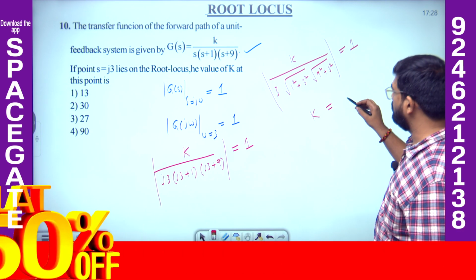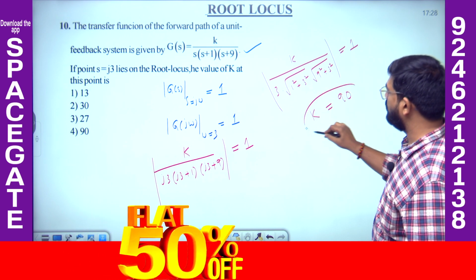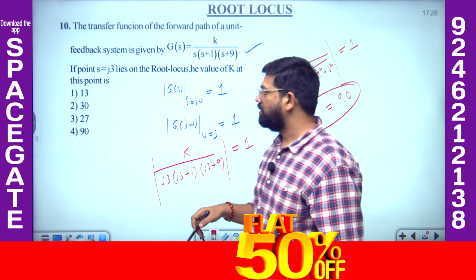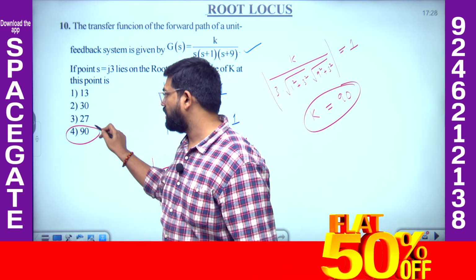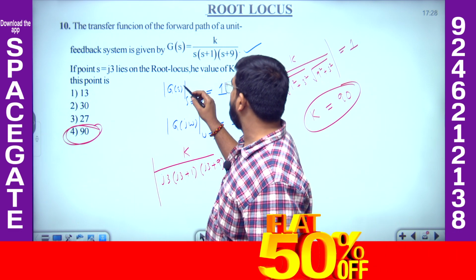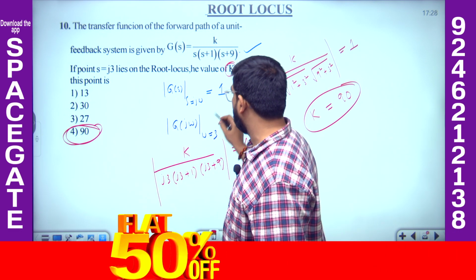Overall result, if you see, K is equal to what? 90 we will get if you simplify this. Okay, so which option is correct here? 90. So, to find gain K we use what?